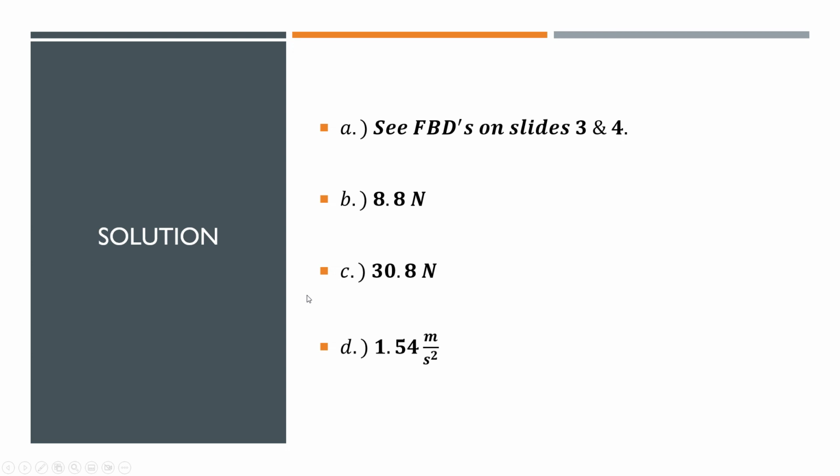And finally, in part D, once we snipped the rope connecting block A and block B, we found that this caused the remaining blocks to have a new shared acceleration, which is this 1.54 meter per second squared value that you see here. And that's it.